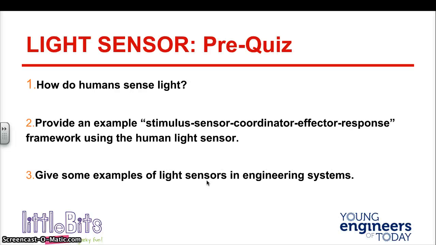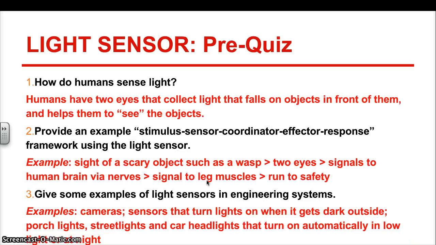Now, we're going to be looking at light sensors. Here are a few questions. We're going to review these. How do humans sense light? Obviously, we use our eyes, and we're going to be making a comparison of our eyes to light sensors, looking at stimulus, sensor, coordinator, effector, response. And some examples of light sensor engineering systems: we have cameras, sensors that turn lights on when it's dark, etc.